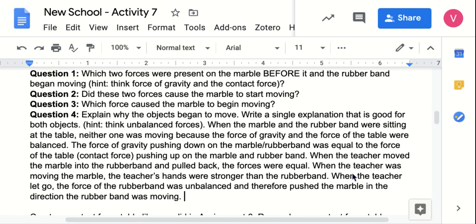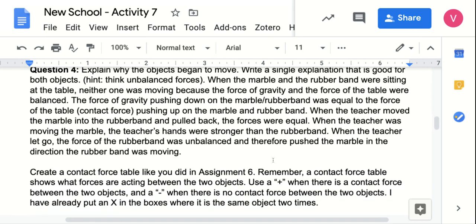What happened was we had an unbalanced force of the rubber band to the marble. My fingers were stronger, and that's what was able to pull the rubber band back. But when I moved my fingers out of the way and the marble went flying forward, it was because the rubber band was the stronger force. It was unbalanced, nothing was pushing against it, and it was able to move.